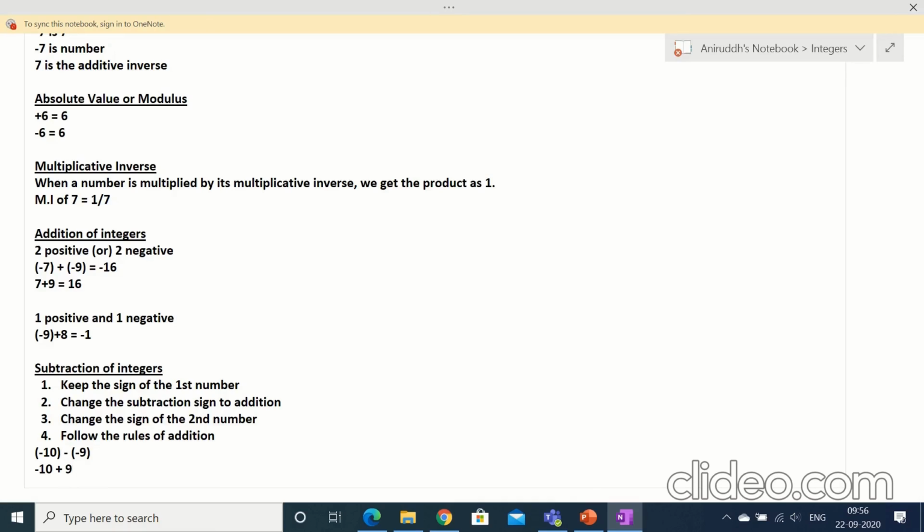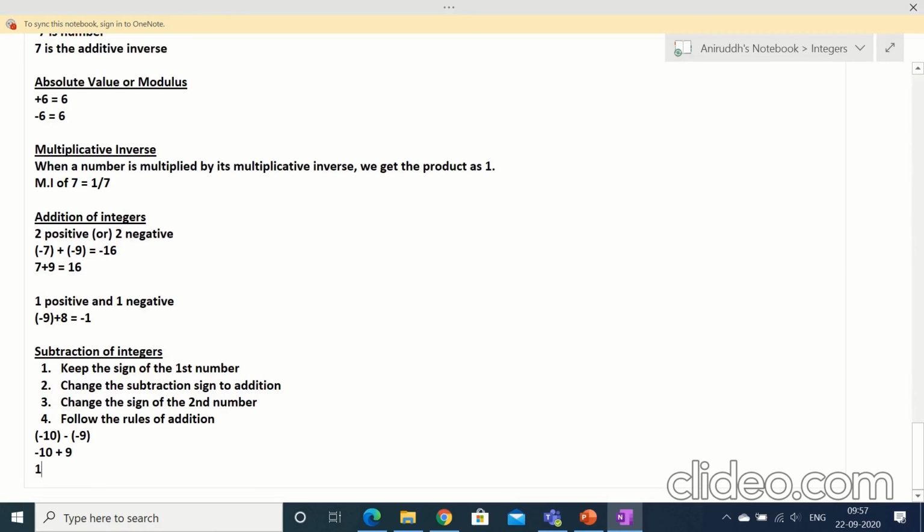Now we need to follow the rules of addition. In addition of integers, when we are adding one positive and one negative, we need to subtract the numbers. Then we'll get 1. 10 minus 9 is 1, and the greatest number is 10, and the sign of 10 is minus. So the answer will be minus 1. So minus 10 minus 9, the answer is minus 1. So this is the subtraction of integers.